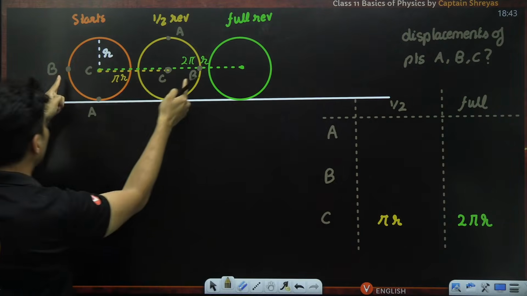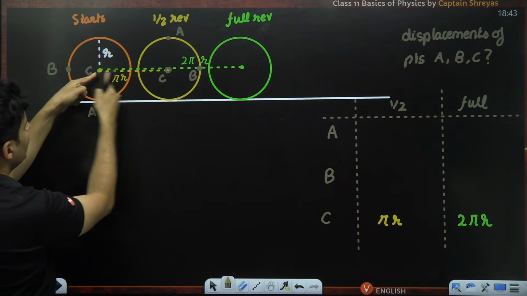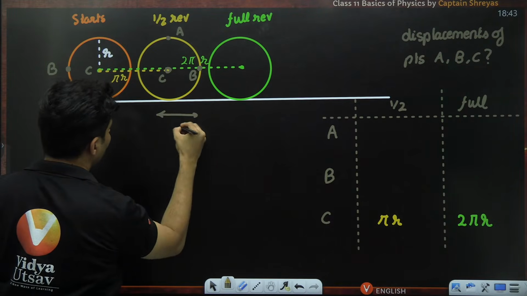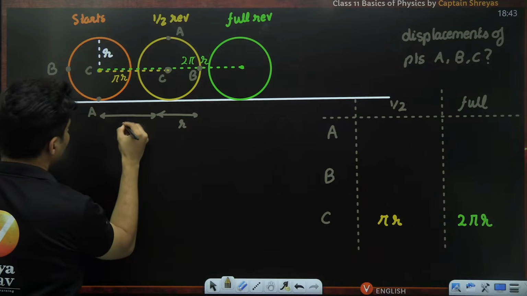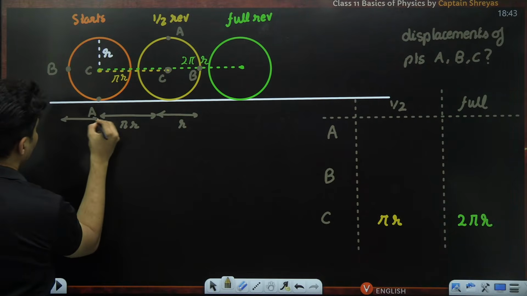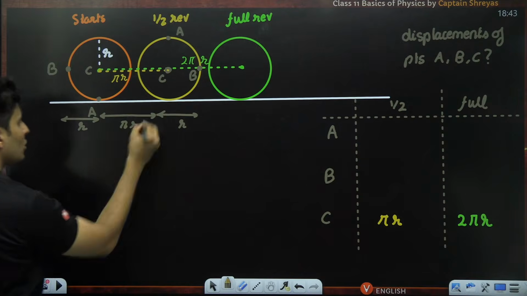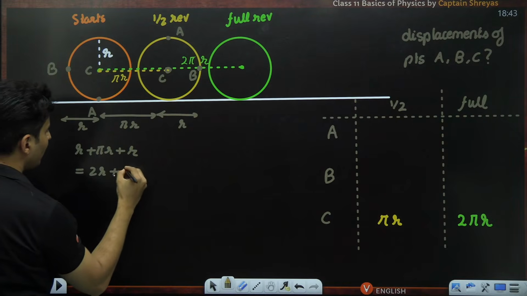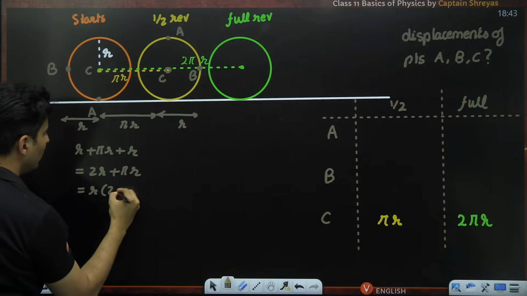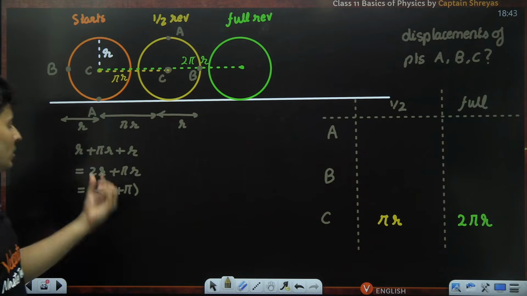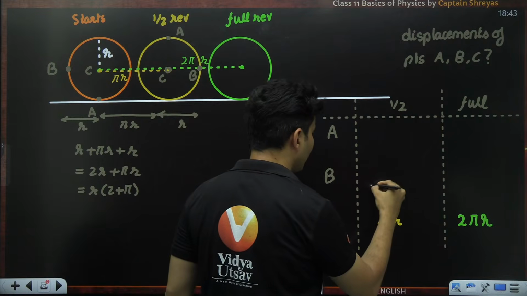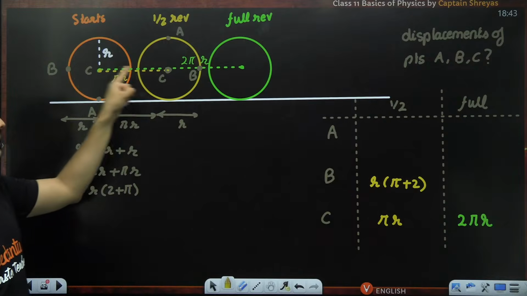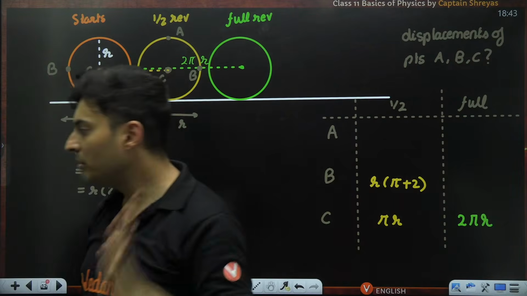How much is the displacement of point B? See, this much distance plus this much distance plus this much distance. This much is nothing but r. This much is nothing but pi r. And this much again is nothing but r. So how much is this total distance? r plus pi r plus r, which is 2r plus pi r, which means it is r into (2 plus pi), my dear warriors. So for half a revolution, it is r into (pi plus 2). That is for point B.